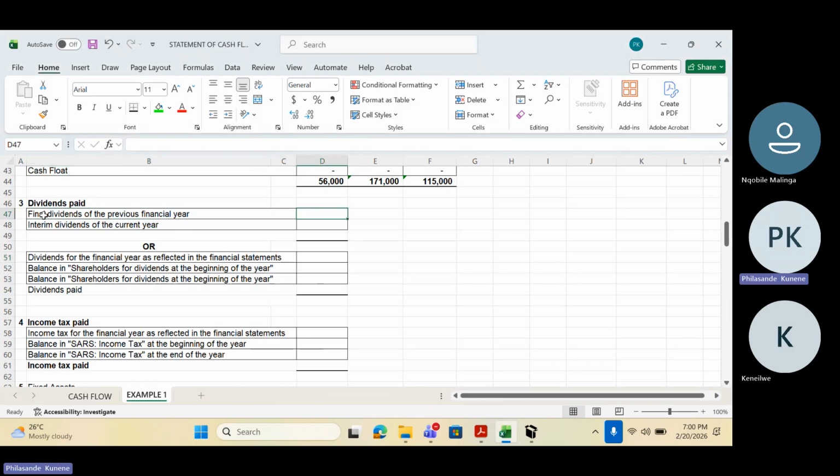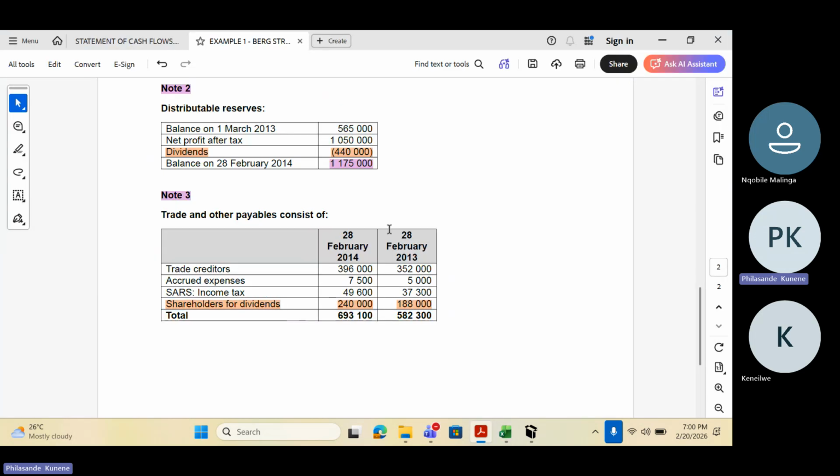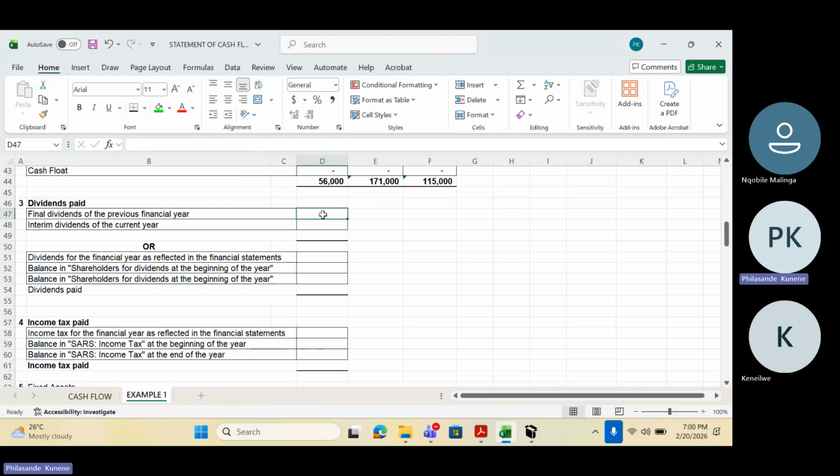If we're using this one, final dividends of the previous financial year. How much is my final dividends of the previous financial year? Which means final dividends obviously will be this 188,000, because this is the final dividends of the previous financial year. It will sit as shareholders for dividends. So I'm going to have 188,000 rand as my final dividends of the previous financial year, plus interim dividends of the current financial year.